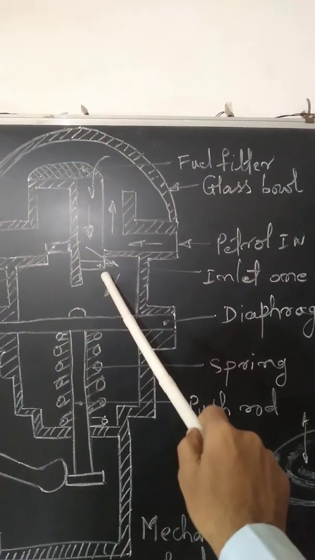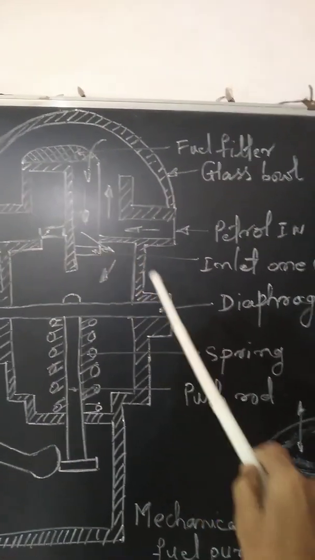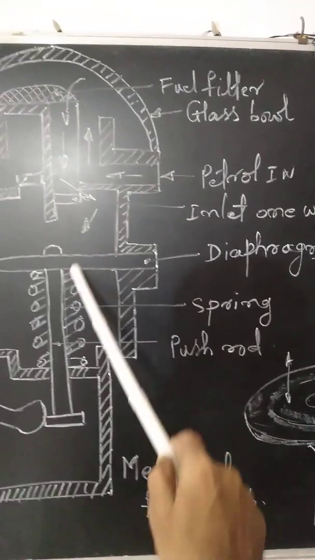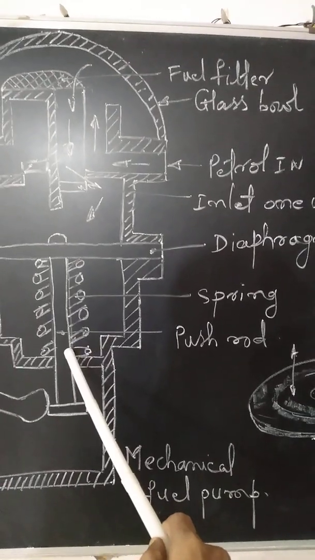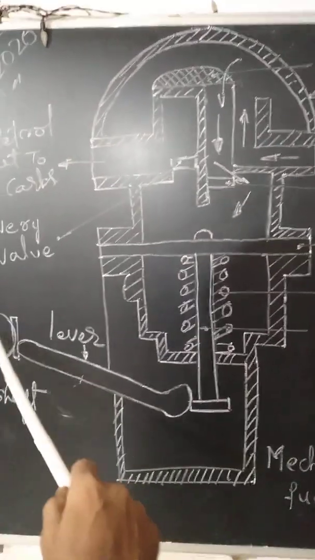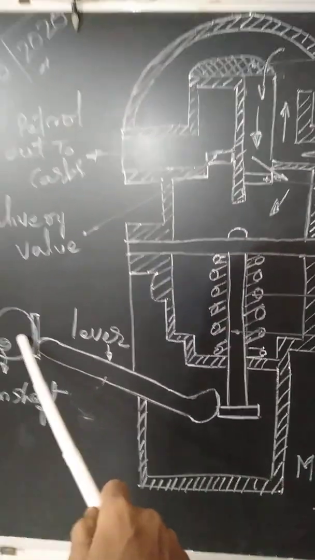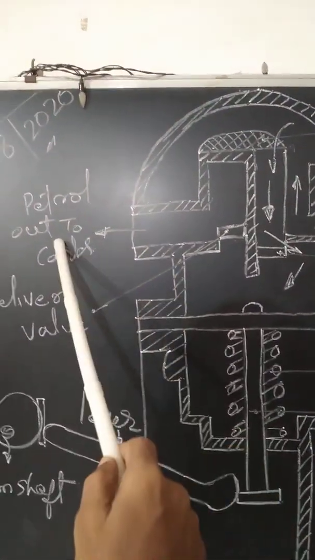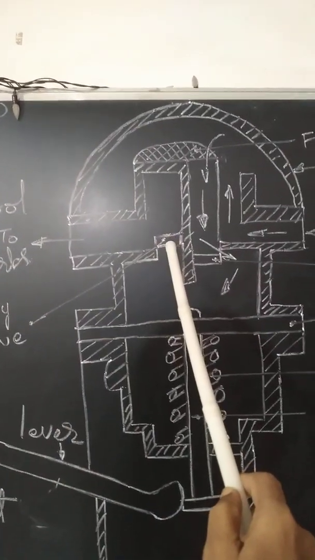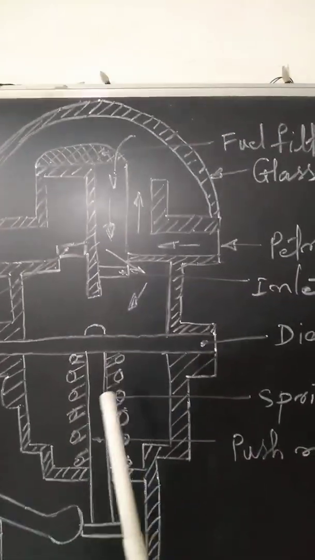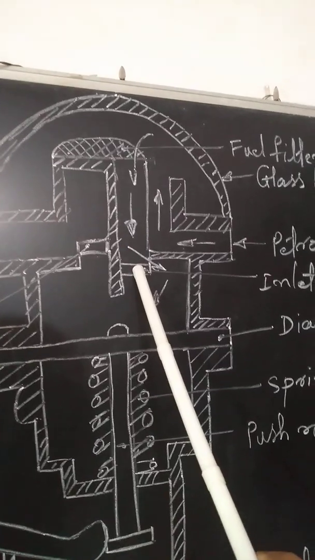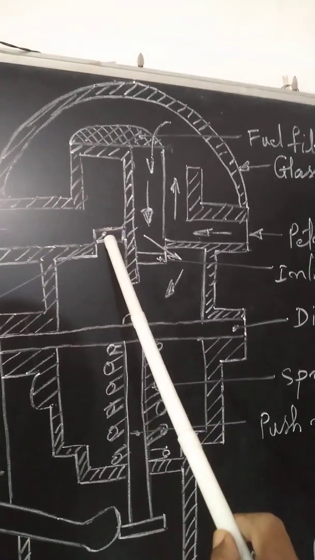This is the inlet one-way valve. This is the diaphragm. There is a spring and there is a spring over here, and this push rod is connected to a lever over here, and this is again connected to the camshaft. This is the petrol outlet. The outlet is going to the carburetor, and there is a delivery valve. Now the main important valves are over here. This one is an inlet one-way valve and this one is a delivery valve.